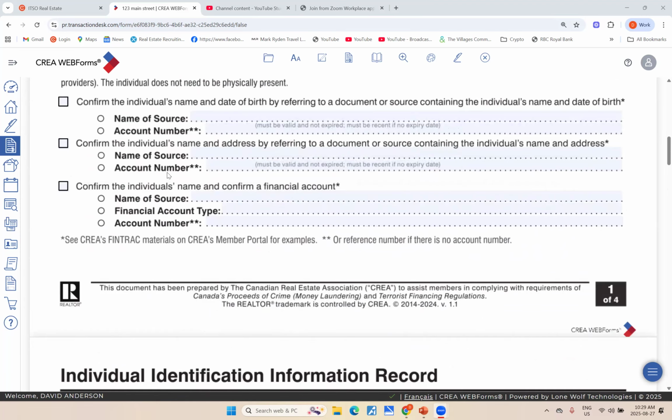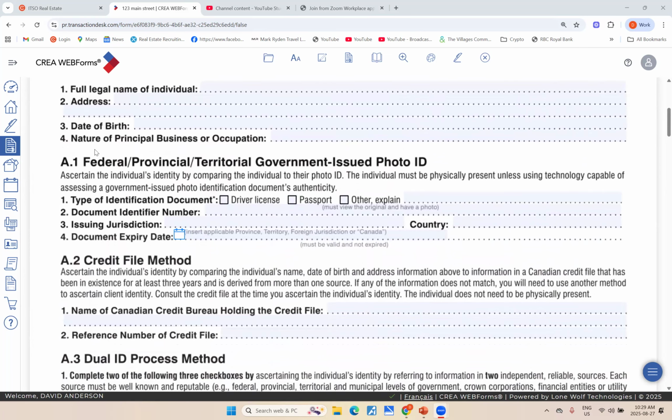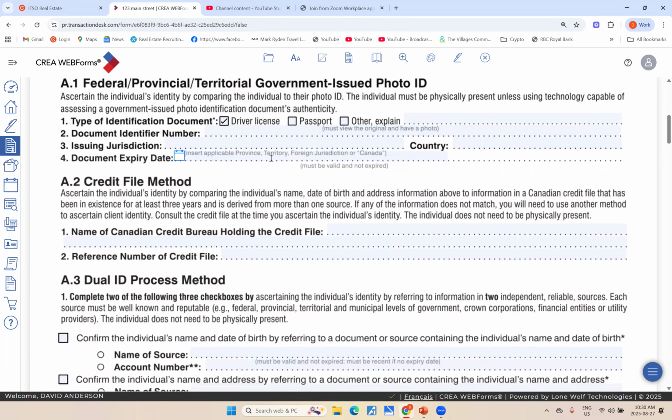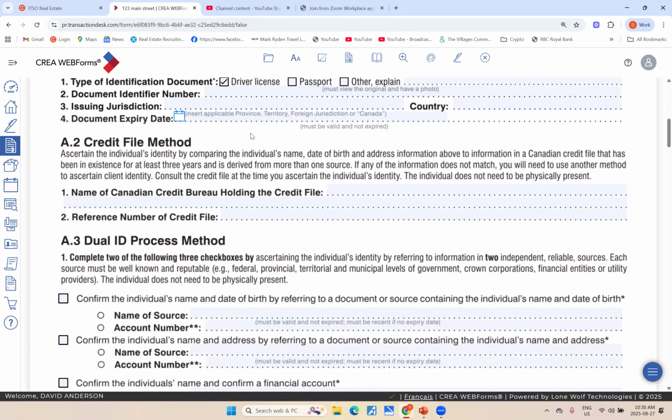So let's just go through the first part because that's the one that you will be using the most. Talks about the type of ID. So you're going to say probably driver's license or passport. Those are the two that are most often used. The document identify number, that's the number of the passport or the number of the driver's license, where it was issued and what country, and then when it expires. So that's pretty straightforward. This is what most people use in order to ID someone, passport or driver's license.